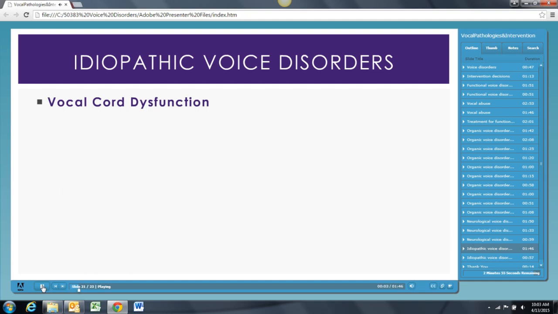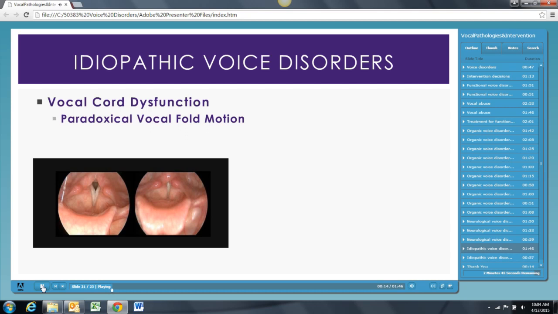Idiopathic voice disorders have no known cause and include vocal cord dysfunction, which is also known as paradoxical vocal fold motion, and chronic cough. Vocal cord dysfunction is characterized by involuntary adduction of the vocal folds during inspiration when they're supposed to abduct to allow air into the lower airway. Vocal cord dysfunction is triggered by a number of factors, including physical exertion, allergies, and noxious odors, among other things.